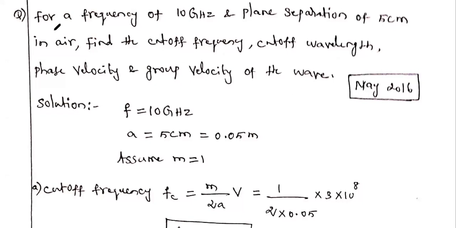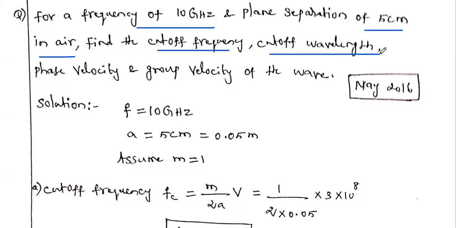First question: for a frequency of 10 GHz, plane separation of 5 centimeter in air, find the cutoff frequency, cutoff wavelength, phase velocity, group velocity of the wave. So four things we have to calculate: cutoff frequency, cutoff wavelength, phase velocity, group velocity.